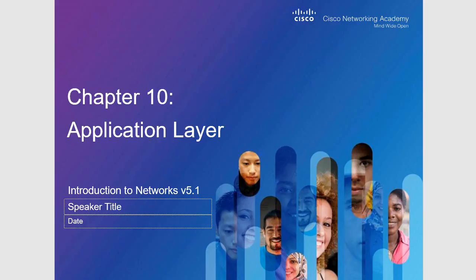This is going to be the video set of notes for Chapter 10 in CCNA 1. We're going to be talking about the application layer. We just finished the transport layer last chapter. So we're up at the top of the OSI model and of the TCP/IP model in this chapter. So onward we go.